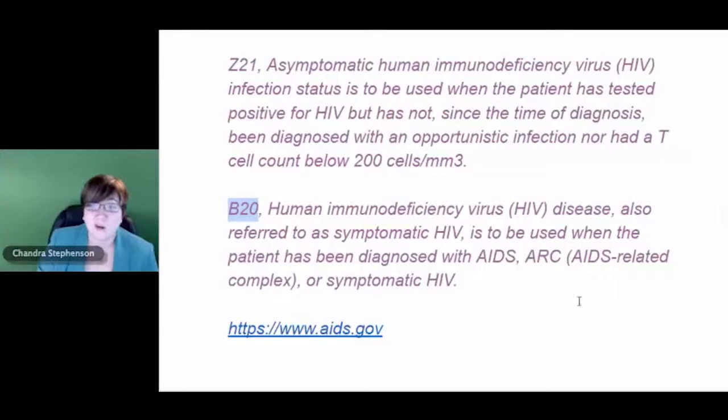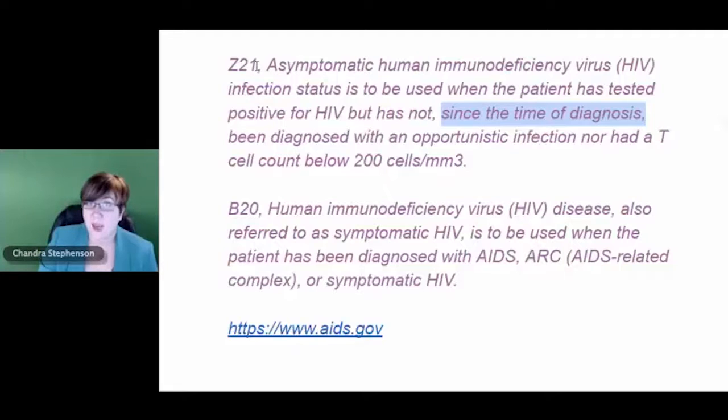disease. The difference in the wording between B20 and Z21 is Z21, they use the phrase asymptomatic. The trick there is asymptomatic means the patient does not have an opportunistic infection and has not had an opportunistic infection since the time they were diagnosed. It does not mean they're asymptomatic right now, because you could have a patient who is diagnosed with HIV, gets one of those opportunistic infections, like one of those really nasty kinds of pneumonia, and they're successfully treated, the pneumonia resolves. Guess what? They're still considered a symptomatic HIV patient.